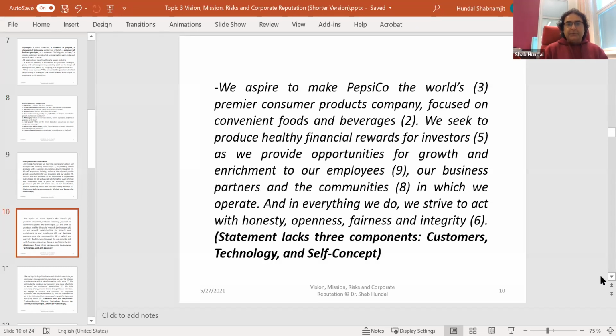And then we have PepsiCo. We aspire to make PepsiCo the world's premier consumer product company, focused on convenient food and beverages. We seek to produce healthy financial rewards for investors, as we provide opportunities for growth and enrichment to our employees, our business partners, and communities in which we operate. And in everything we do, we strive to act with honesty, openness, fairness, and integrity.